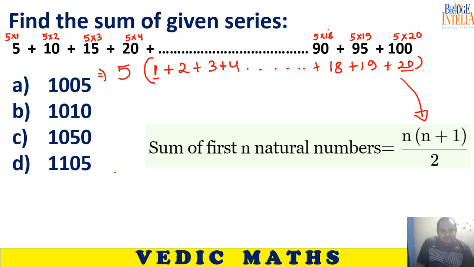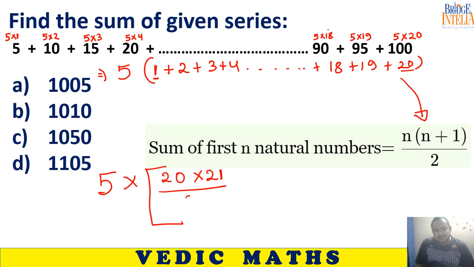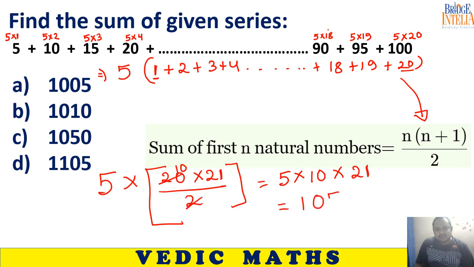So the answer would be 5 into, now in place of n you put 20 in the formula. So 20 into the next number, 20 plus 1, 21, divided by 2. So 2 and 20 will cancel each other out. So the final answer is 5 into 10 into 21. So this is equal to 1050. So this is the correct answer.